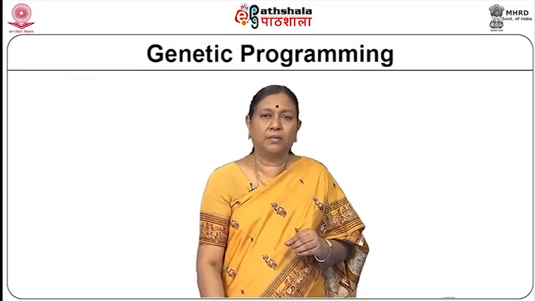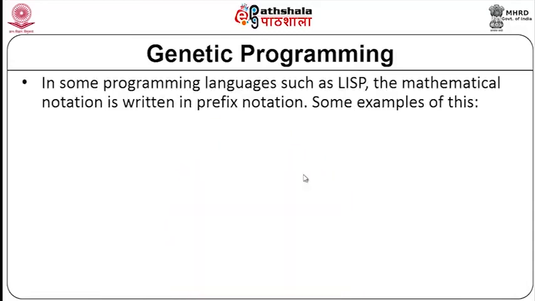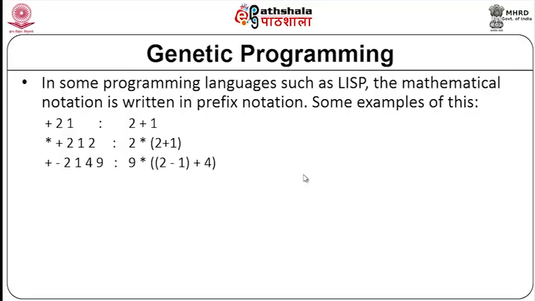And now we will go into another small aspect that we have not discussed, which is genetic programming. Before we talk about genetic programming, we are going to talk about something which we have discussed in data structures. In some programming languages such as Lisp, the mathematical notation is written in prefix notation. Some examples are, for example, 2 plus 1 is written as plus 2 1, and 2 into 2 plus 1 is written in this way. So, this is called the prefix notation or the reverse Polish notation.